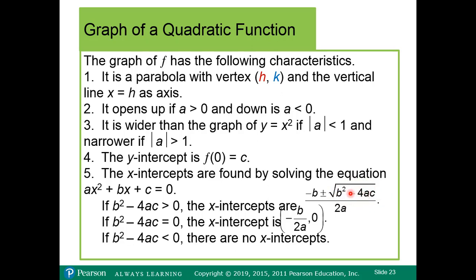But when this is equal to 0, then the x-intercept is going to be this, comma 0. So this is going to be the vertex. If it's positive, then you're going to have two x-intercepts, and it's going to be this. And if it's less than 0, then you're going to have no x-intercepts because you can't have a negative under the radical here. So this value under the radical will tell you whether you have two x-intercepts, one x-intercept, which will be at the vertex, or no x-intercepts. It doesn't cross the x-axis at all.